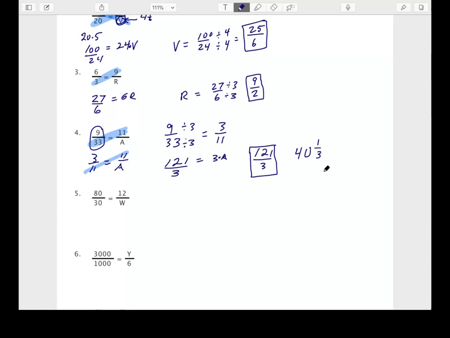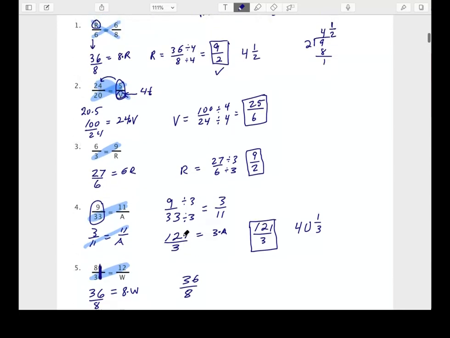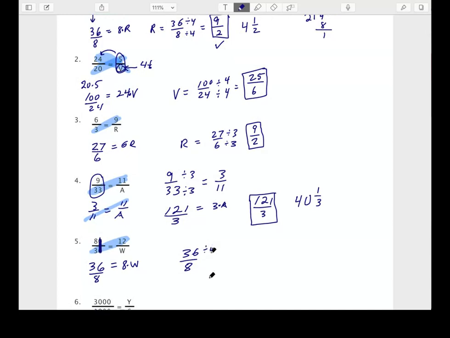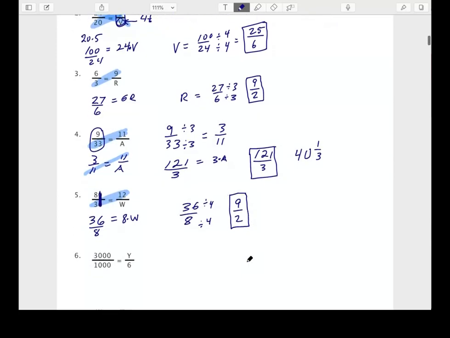We'll look at this next one. Reducing when it's zeros like that is definitely my friend. I love reducing when there's zeros like that. So 3 times 12 is 36 equals 8W. I undo the times, so I divide. So I get 36 over 8. I think I've had this one before. Up on number 1, we had 36 over 8. So we're dividing by 4, 9 halves. This is the 3rd time we've seen it.